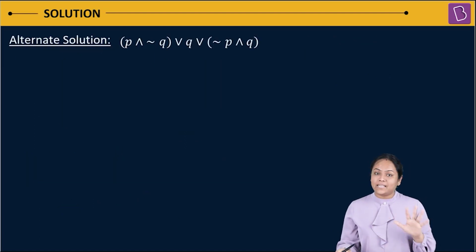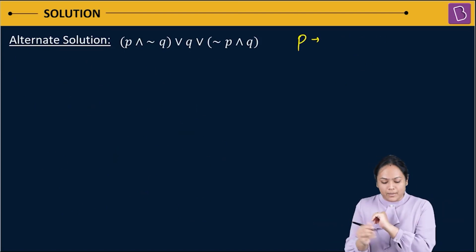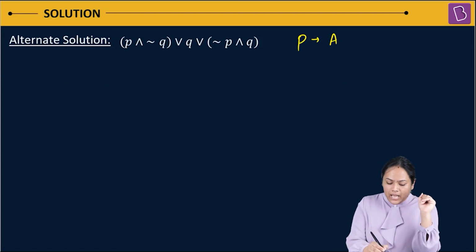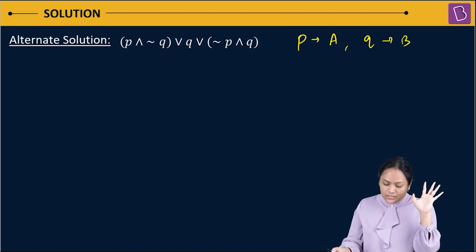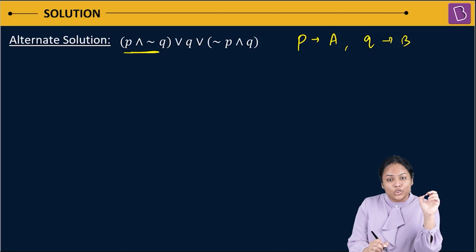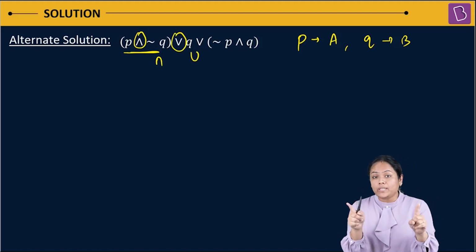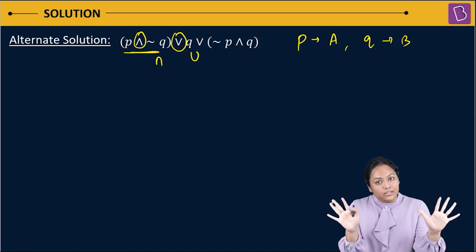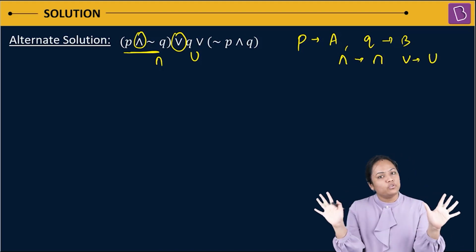So I have my statement this. What I'll do, I'll take my P in my Venn diagram equivalent to set A, and I'll take my Q in my Venn diagram equivalent to set B. Okay, so that means my first statement, which is P and negation Q, this and is written equivalent to intersection, while this or is written equivalent to union, according to set theory. Clear? So and is equivalent to intersection and or is equivalent to union. This you have to remember.